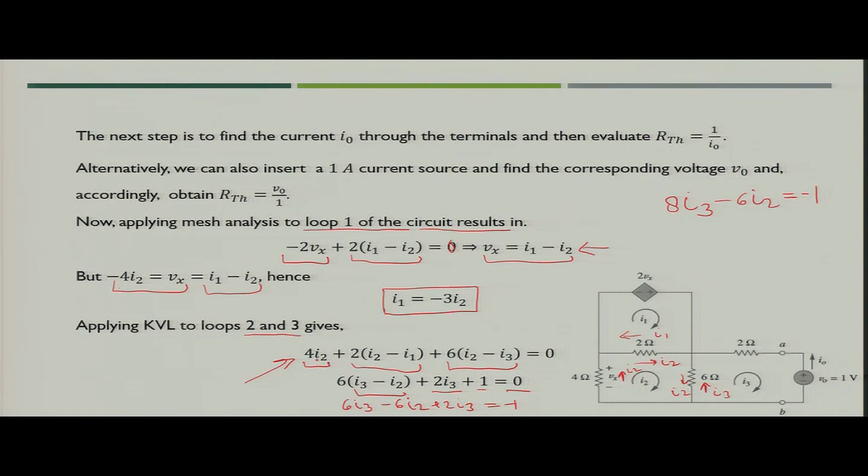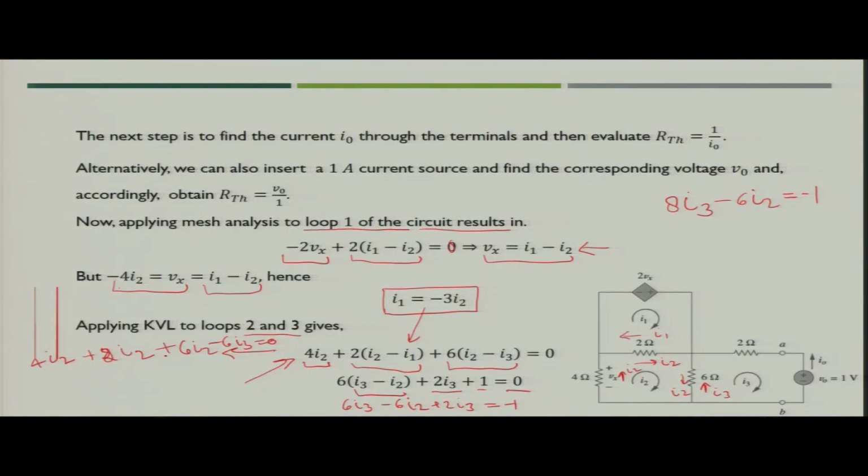You get 4 I2 plus 2 I2 and then minus of I1. So, what you will do? You will put the value of I1 here, and what you will get? The equation you can simplify as 4 I2 plus 2 times, since you put the value of I1 as minus 3 I2, this will become 4 I2. So, this will become finally 8 I2 plus 6 I2 minus 6 I3 equal to 0.